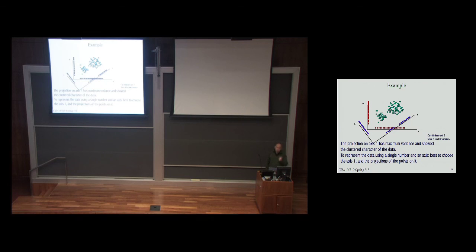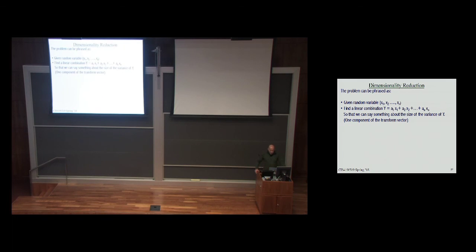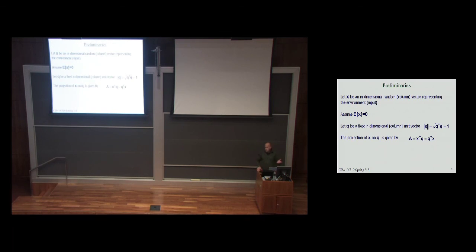And if we want to represent the data using 1 number rather than 2 numbers, 1 dimension rather than 2 dimensions, I'm going to choose axis 1, or the projection on axis 1, and represent the data this way. Okay, so think about it this way again. I have data. What I want to do is find a linear combination of the data, which you can also think of as a rotation or transformation of the data, so that I can say something about the size of the variance of this y, this linear combination. It turns out that projection gives it to us.